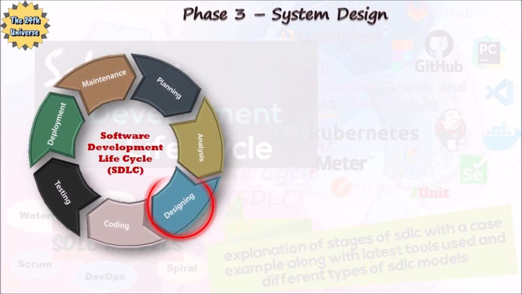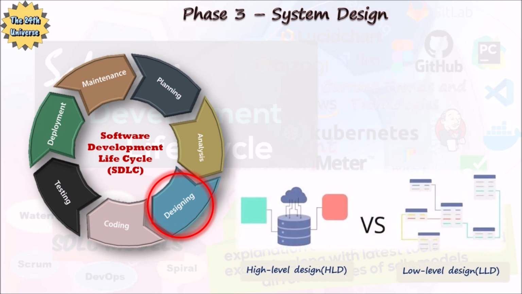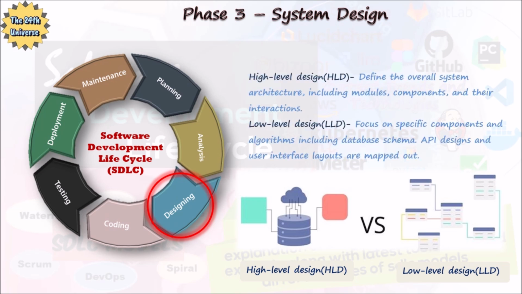In the design phase, the requirements are converted into detailed system architecture and design. We start with the high-level design, breaking the system into components, followed by detailed low-level design. The key activities in this system design phase are high-level design, that is HLD. Here, we define the overall system architecture, including modules, components, and their interactions.